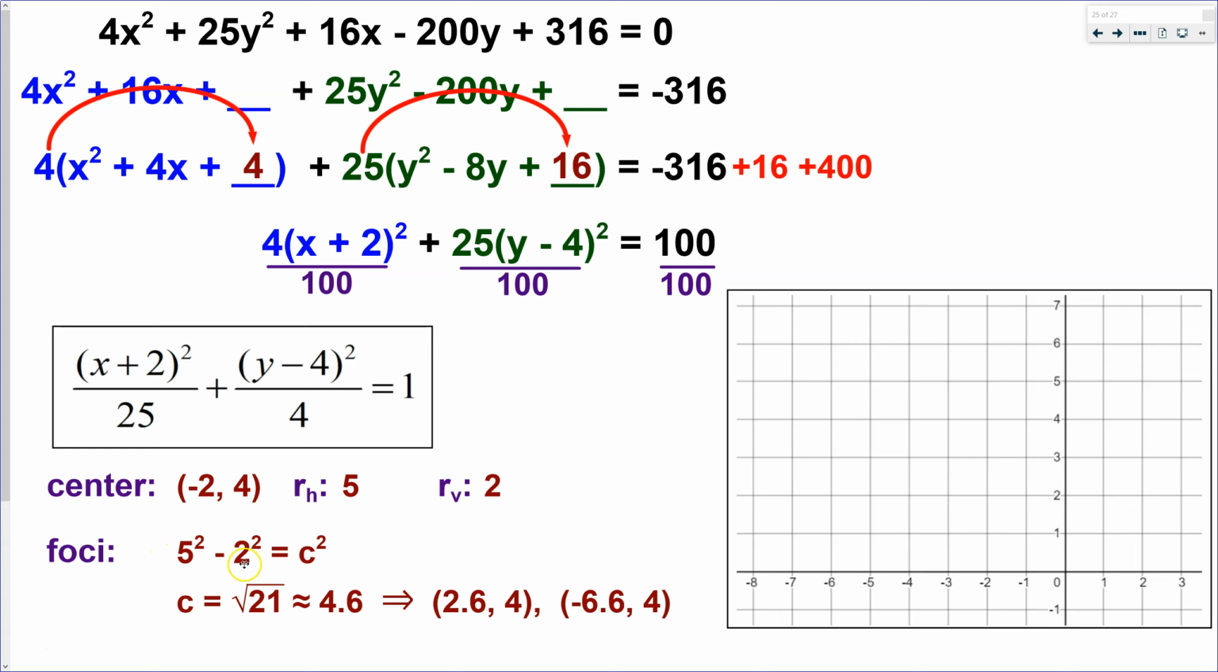So we go 5 squared minus 2 squared. Square root of 21 is 4.6. And you can see that I'm adding and subtracting that 4.6 to the x coordinate because we know we're longer left to right than we are up to down. If you combine all that information, you get an ellipse that looks like that, and you're done.